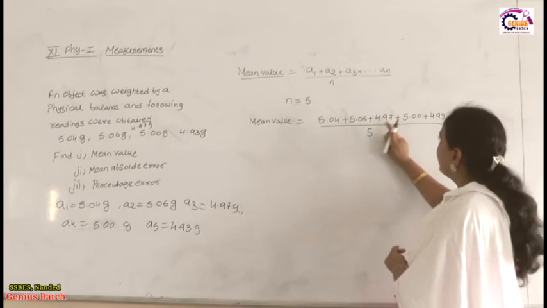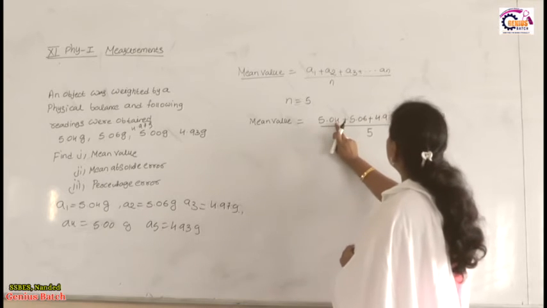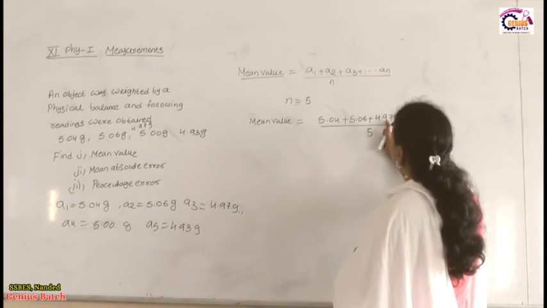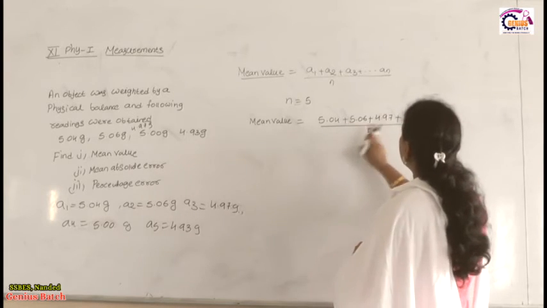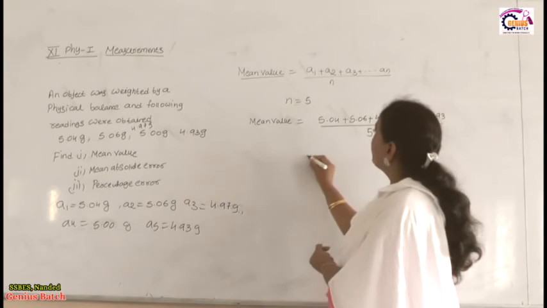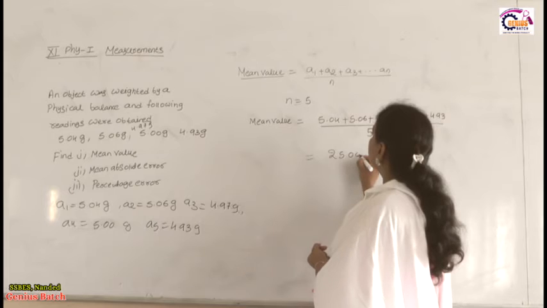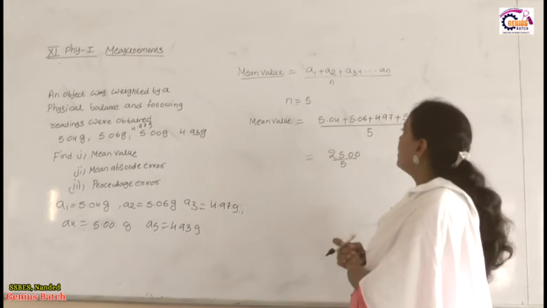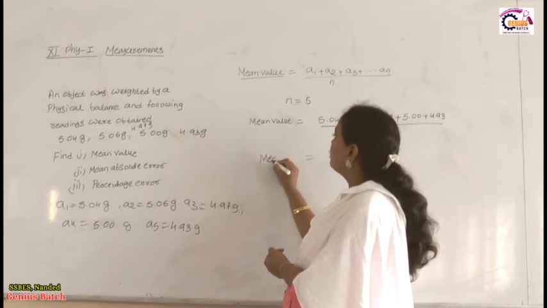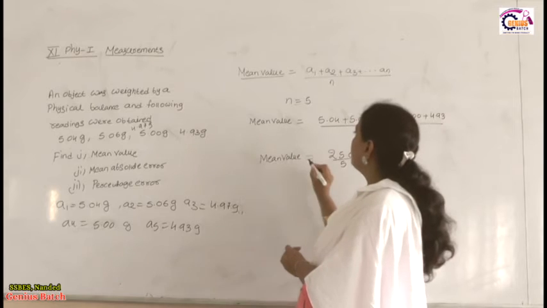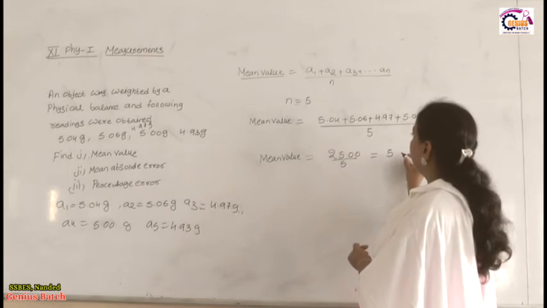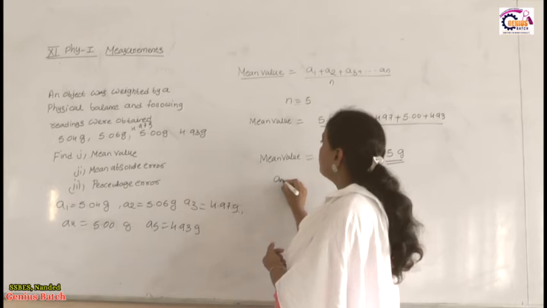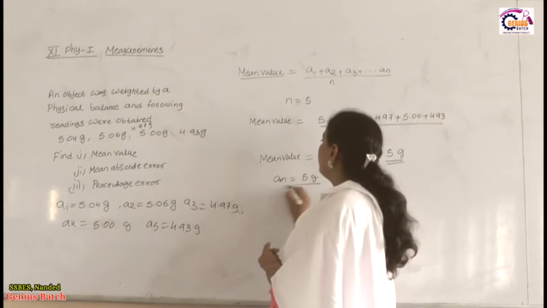Adding these, 3 plus 7 is 10, 10 plus 6 is 16, 16 plus 4 is 20, and so on. So you will get 25.00 divided by 5. What do you get here? 25.00 divided by 5, so the mean value is equal to 5 gram. What is the mean value here? The mean value AM is equal to 5 gram, as you have calculated.